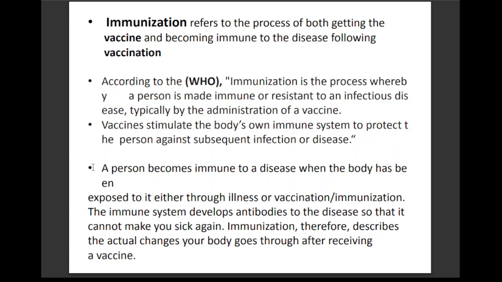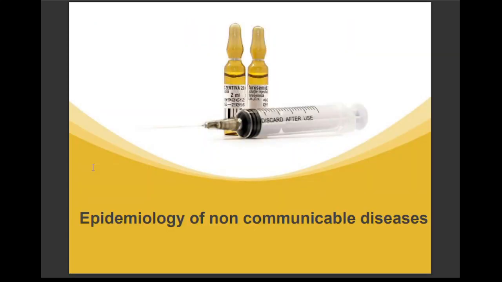People become immune to a disease when the body has been exposed to it, either through illness, vaccination or immunization. It depends on which type of vaccine we are taking, whether a subunit vaccine, an attenuated vaccine or a recombinant vaccine. Now, epidemiology of non-communicable disease, we will discuss in the next lecture.